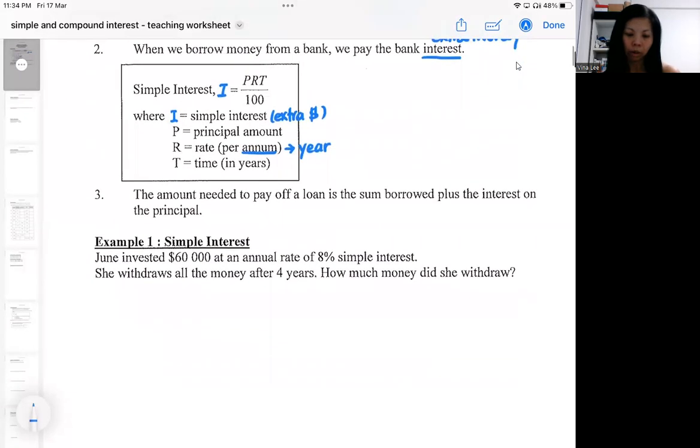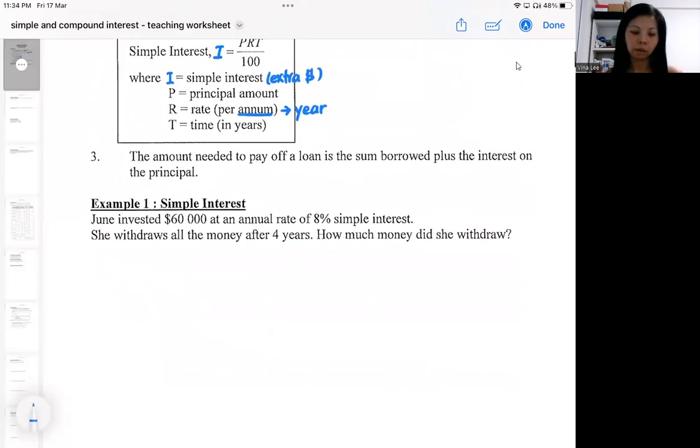So when you borrow money, you have to return the money plus the extra money. The extra money is called the interest, simple interest. The formula will not be provided to you during the exam. You need to memorize it. So let's look at example one first.